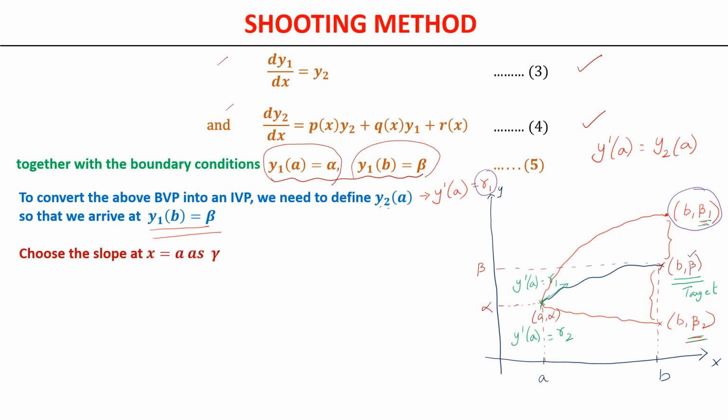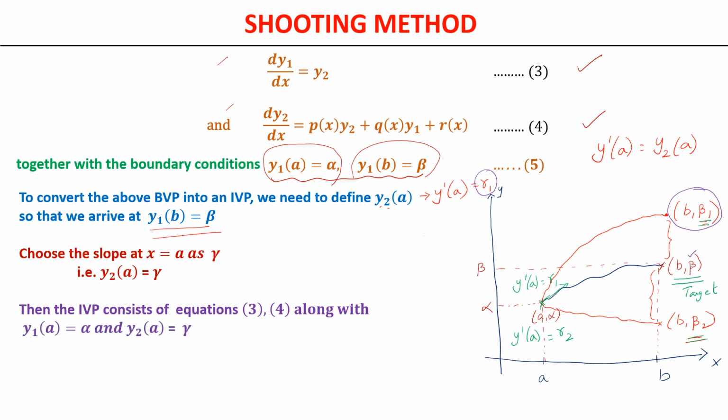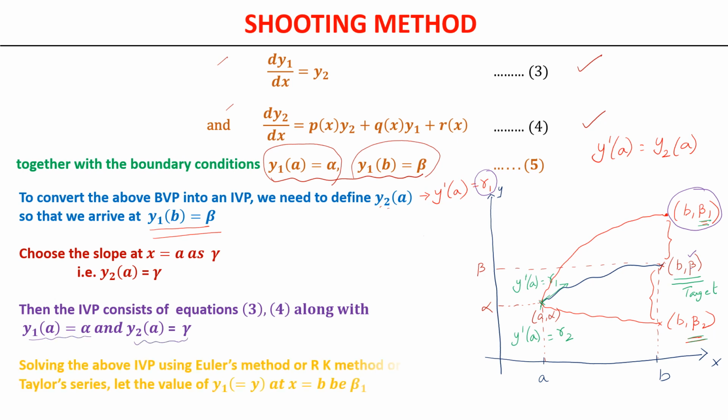So suppose I choose the slope as gamma. Now I have not taken gamma 1, gamma 2, but I have chosen it as just gamma here in my theory. And in that case, y2 of A is gamma. Then what does the IVP consist of? It will consist of equations 3 and 4, and it will consist of the initial conditions y1 of A equal to alpha and y2 of A equal to gamma.